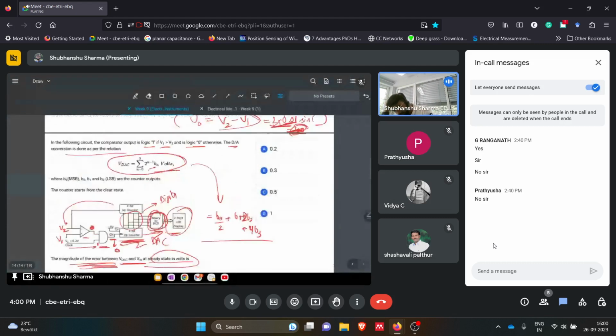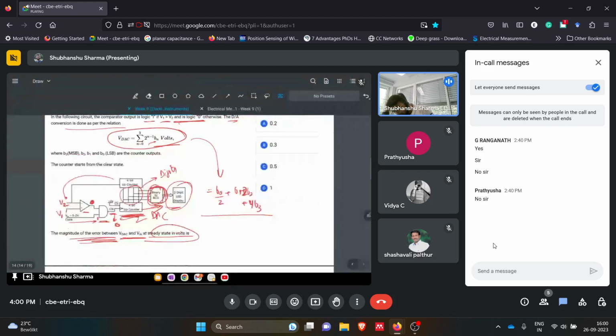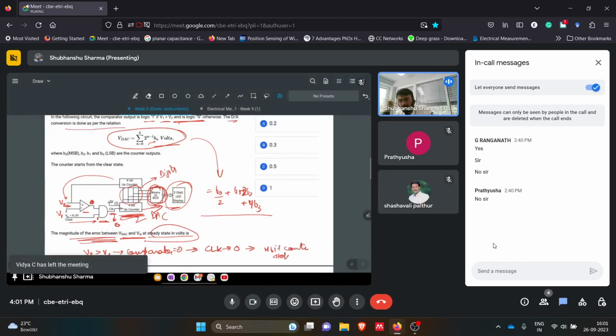It is given here also. When V2, that is the inverting terminal of this op amp, is greater than V1, then the comparator output will be zero. That means the clock will be zero. That means the 4-bit counter stops. That means we get steady state.